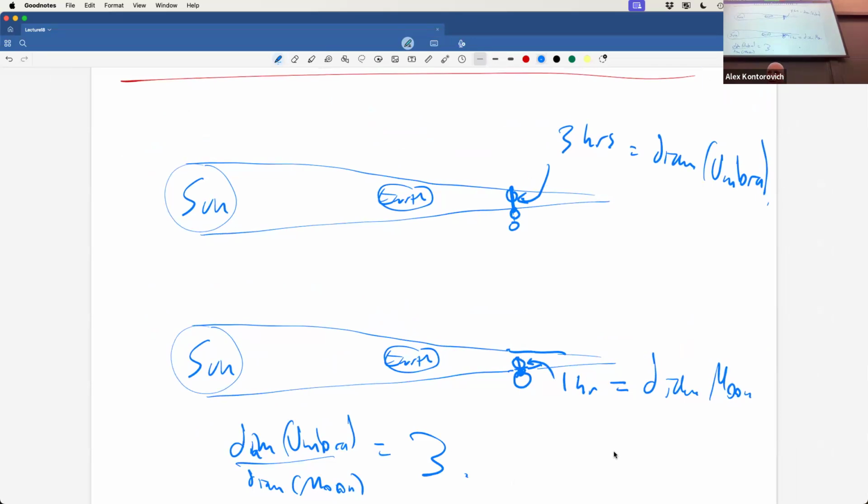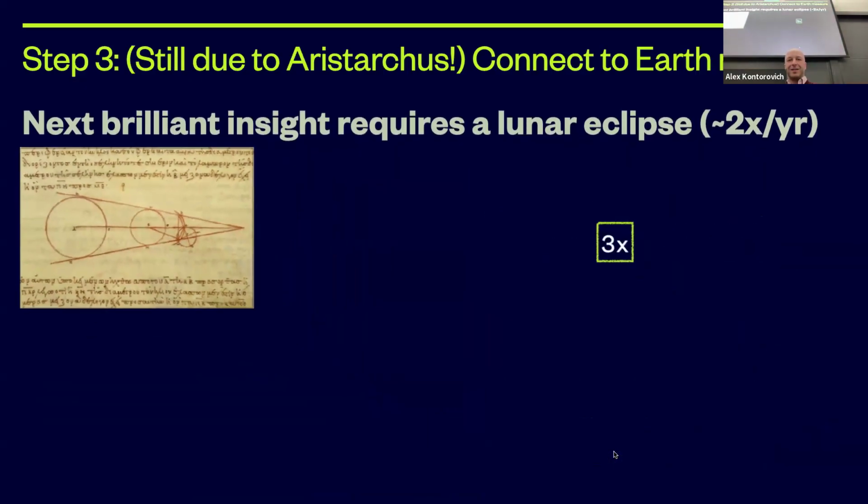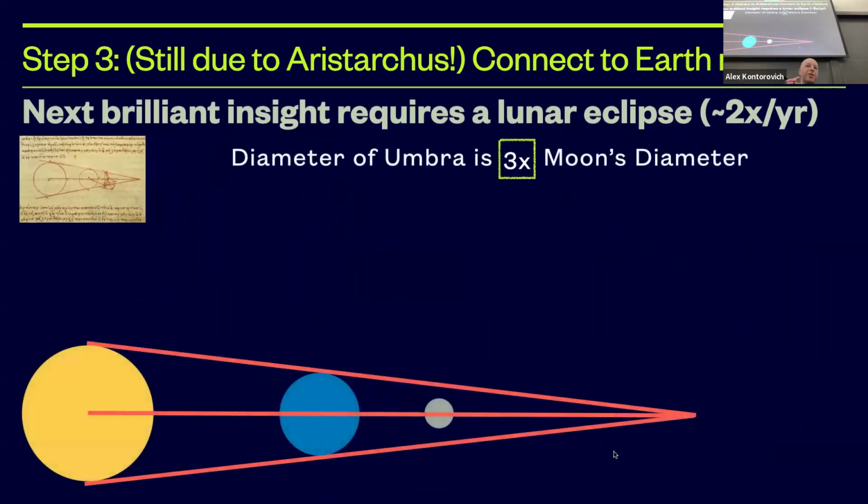Everybody see that? Everybody understand that little timing calculation? So let's see that again. So what this means is the diameter of the umbra is 3 times the moon's diameter. So then Aristarchus imagines the following setup.